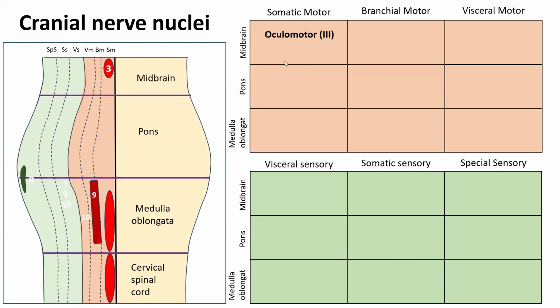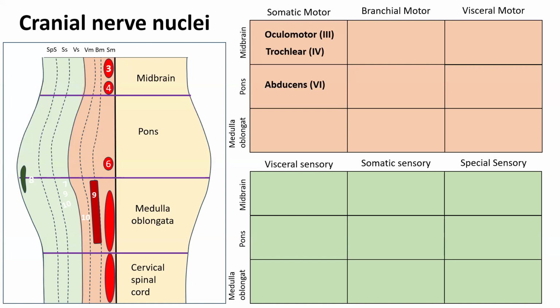When it comes to motor nuclei, let's start with the somatic motor nuclei. What are the somatic motor nuclei? Those are basically the motor nuclei that will innervate structures that are embryologically derived from somites. What are those? Those are nuclei like the oculomotor nucleus, innervating most of the extraocular muscles, with the exception of the inferior oblique muscle, which is innervated by the trochlear nerve.